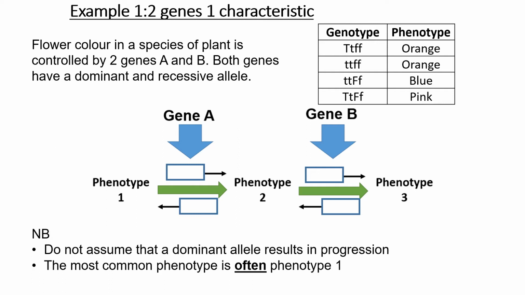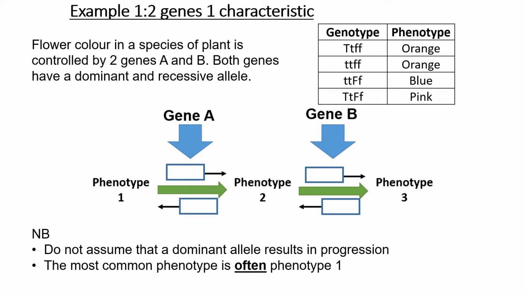I want to stress this point again because it's one of the most common mistakes that students make when dealing with questions in epistasis. Don't make assumptions in terms of phenotypes being produced with certain alleles, so don't assume that a dominant allele will progress you from phenotype 1 to 2 or 2 to 3. Sometimes it will be dominant and sometimes you will actually have a recessive condition, and you need to read the question very carefully to make sure that you're getting it right for each individual question.